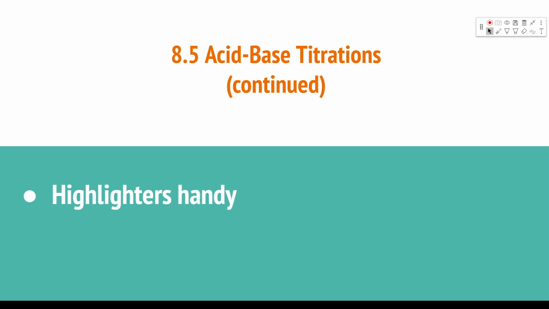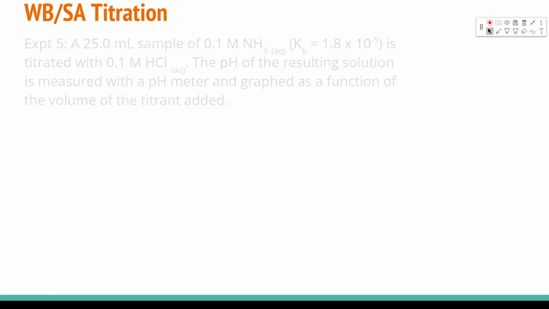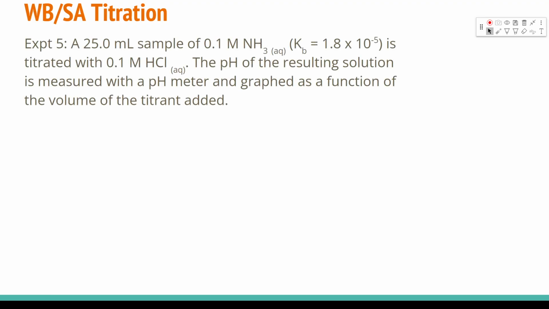Alrighty, the last part of 8.5 finally. Woo! Okay, so we're doing strong acid, weak base. This is very similar to scenario 2, so theoretically this should be faster. Alright, and so here is the problem we're going to analyze real quick. Let's talk about generalities first.